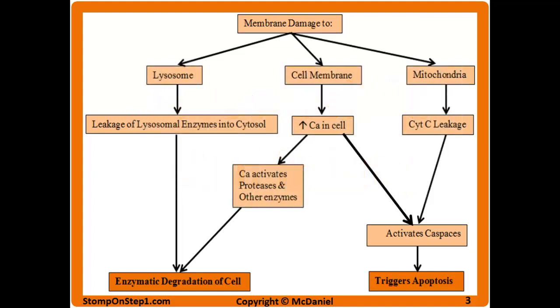So as I mentioned, membrane damage is the hallmark of irreversible cellular injury. And you're going to have this membrane damage primarily to three different membranes. First, you're going to have the lysosomal membrane damage, which would obviously cause a lot of problems because the lysosome has a lot of enzymes that degrade things.